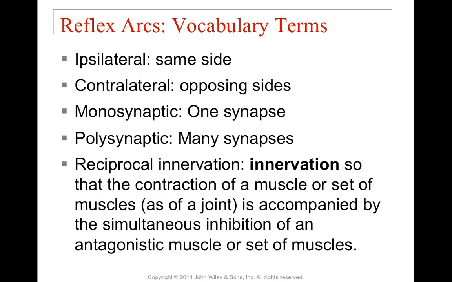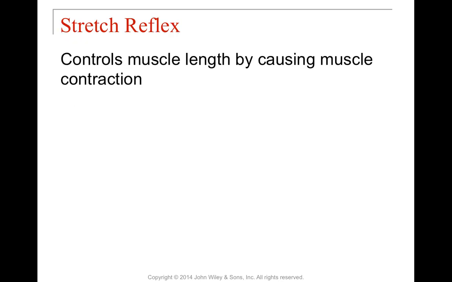And we also have something very interesting called reciprocal innervation. Basically, what happens is we have innervation that is set up such that contraction of one set of muscles is accompanied at the exact same time by inhibition of the opposite set of muscles. What does that mean? Well, if we have one that flexes and it's going to fire, the extensor is not going to fire, right? So the opposing muscle is not going to fire.